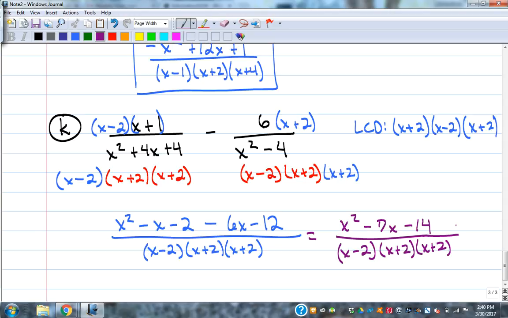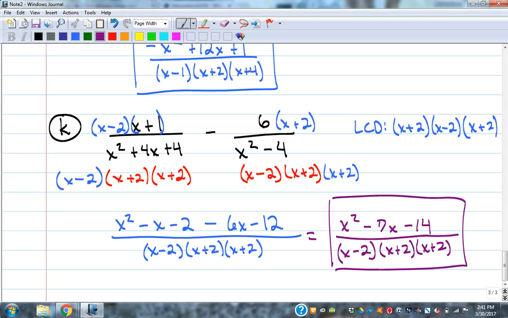Does the numerator factor on this one? Nothing multiplies to be negative 14 and adds to be negative 7. Nothing does that, so you're done. Like I said, the likelihood of them simplifying at the end goes down the more work you have to do to the denominators. And I'd say that, having 3 pieces, there's a good bit of work on the denominator.